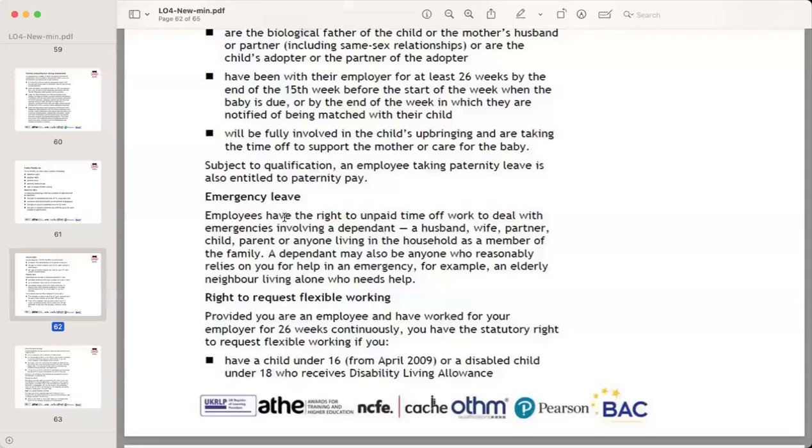In case of emergencies involving dependents such as a spouse, partner, child, parent, or anyone living in the household as a family member, employees have the right to unpaid time off work. A dependent may also include someone reasonably relying on you for help in an emergency, like an elderly neighbor living alone in need of assistance.